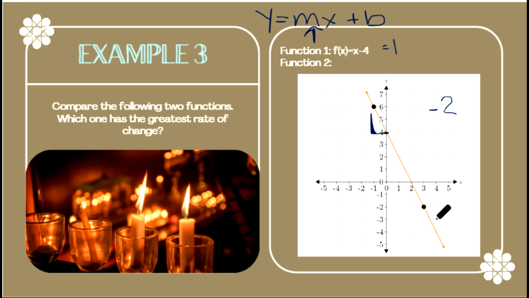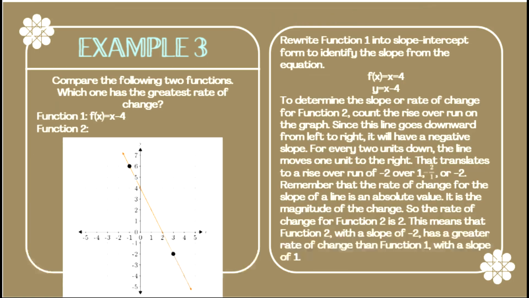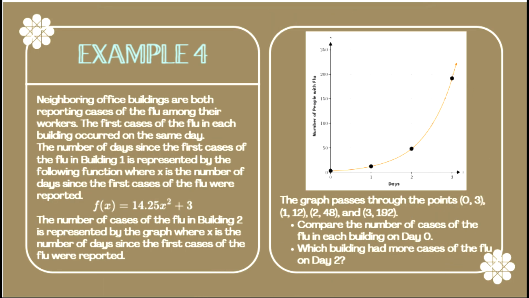So which one has the greatest rate of change? Well, we're dealing with absolute values because it doesn't matter if it's a positive or negative. So this one has the greatest rate of change because it's actually 2. Absolute value means not positive or negative, it's always positive. That's what all of this says.